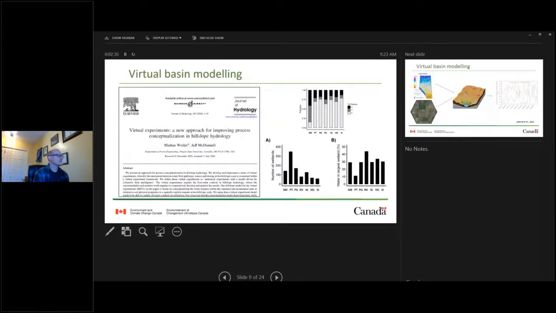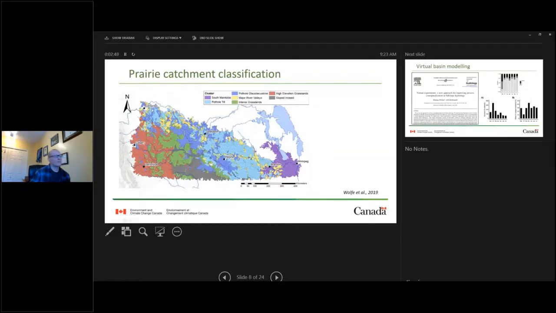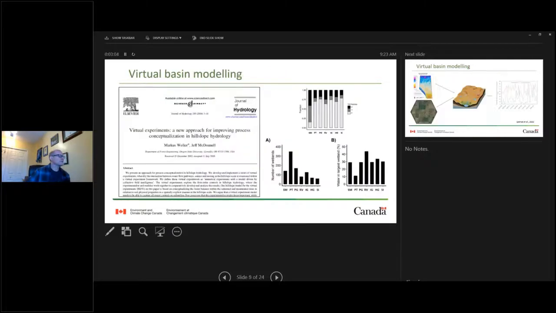And from this, what we can find is that each one of these different basin classifications, be it pothole till in blue, or southern Manitoba in purple, or the high elevation grasslands, predominantly in Alberta, in red, each has some characteristics that we can use, whether they be the number of wetlands, the tillage practice, the distribution of those wetlands, again, that slope.